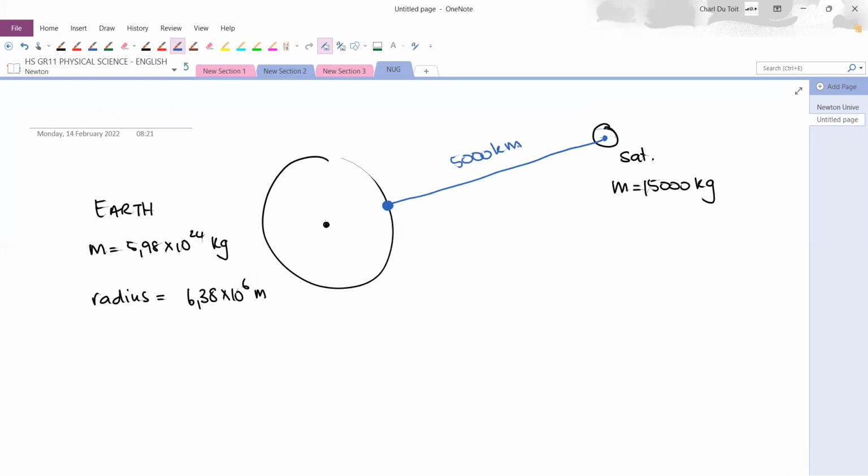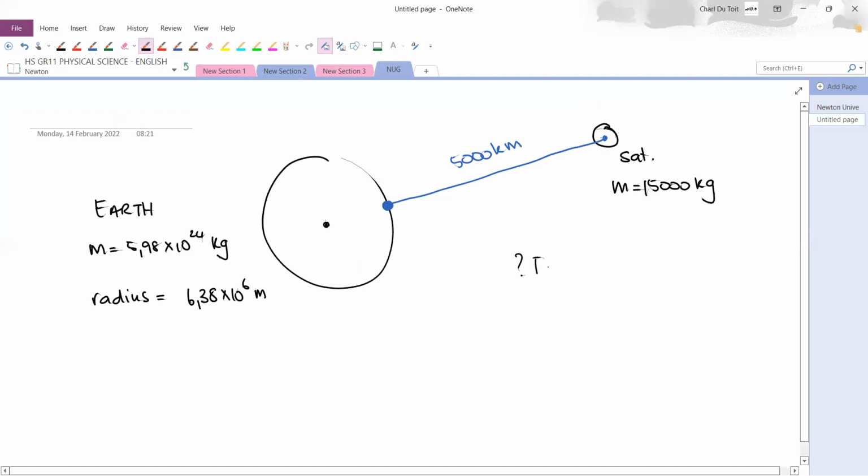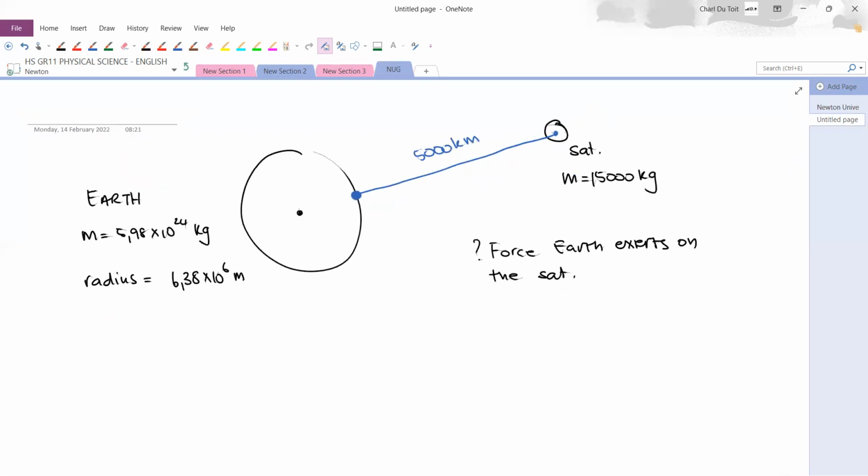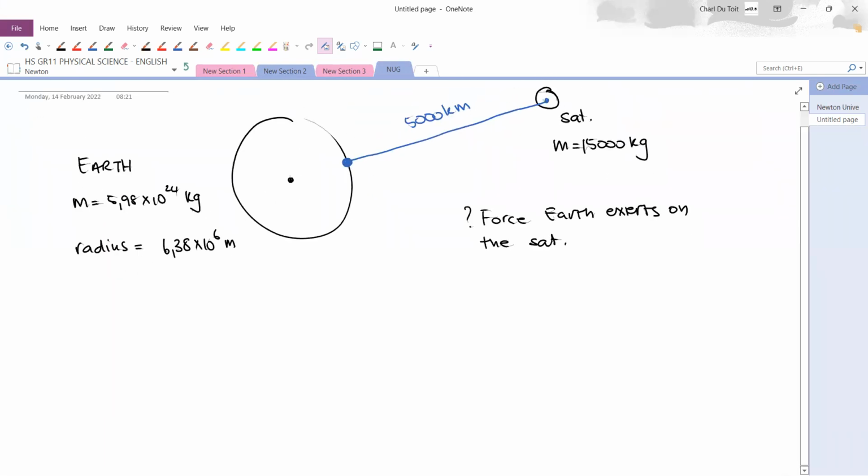It's 5,000 kilometers from the surface of the Earth to the satellite. I want to know, what is the force that the Earth exerts on the satellite? Okay, I'm going to show you the sum. It's not difficult. Just a couple of things you have to keep in mind. You have to write down the formula, and therefore you have to have the formula. Now, okay, so I want the force.